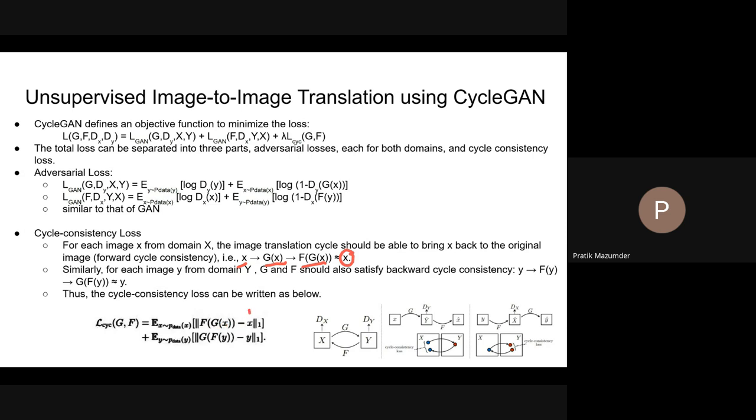Okay. So this will be your cycle consistency loss, where you're basically doing G of X, then F of X. So you should get back your original image, whether it's the horse image or the zebra image, and you're trying to reduce this loss as well, along with your general GAN losses.